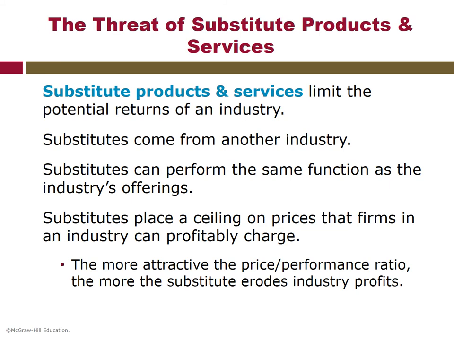Okay, the next threat is the threat of substitute products and services. So it is a threat of limiting the potential returns of an industry by placing a ceiling price. Okay. So, example, airline industry, the threat of a businessman who will no longer travel for meetings and conferences, but instead will conduct teleconferencing like what we are doing, like Zoom.us. Okay. So that could be one of the threats.